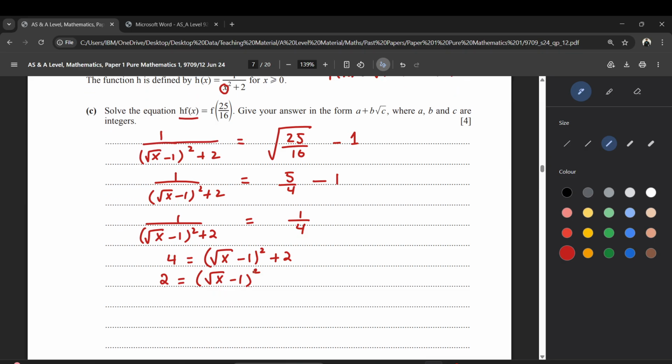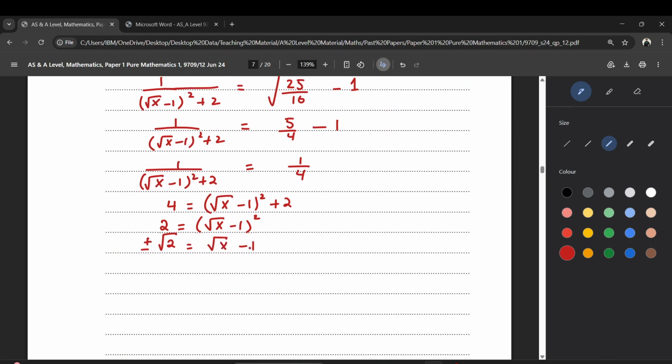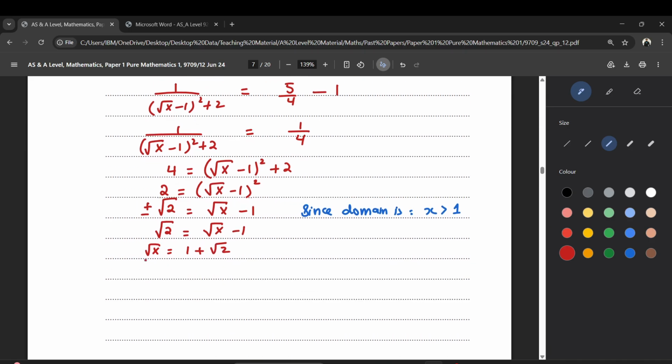Now I can take square root both sides. So this becomes 2, again plus minus equals root x minus 1. Since the domain is that x is greater than 1, again I'm going to consider only the positive value. So I'm going to write root 2 is equal to root x minus 1. You take 1 to the other side. So you have root x equals 1 plus root 2. Now in order to find x, I'm going to square both sides. So this will be x equals 1 plus square root of 2 whole square.